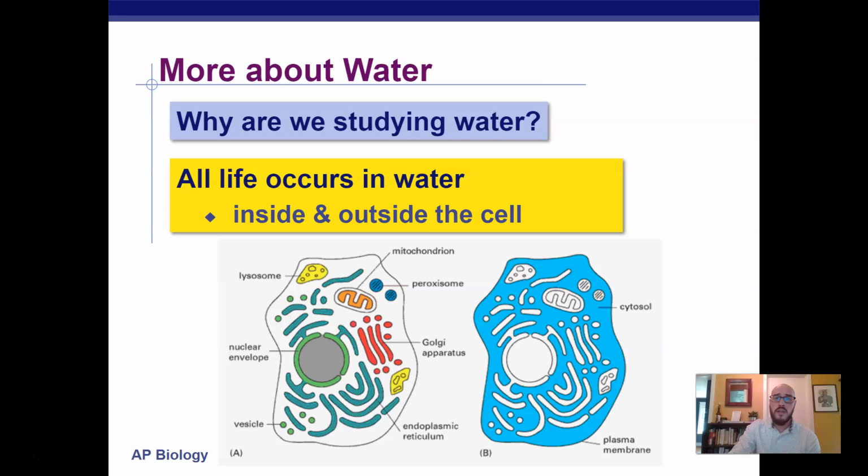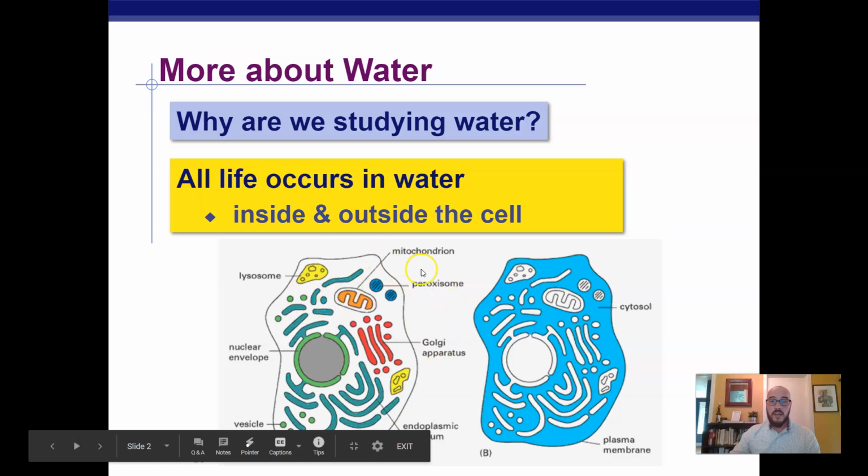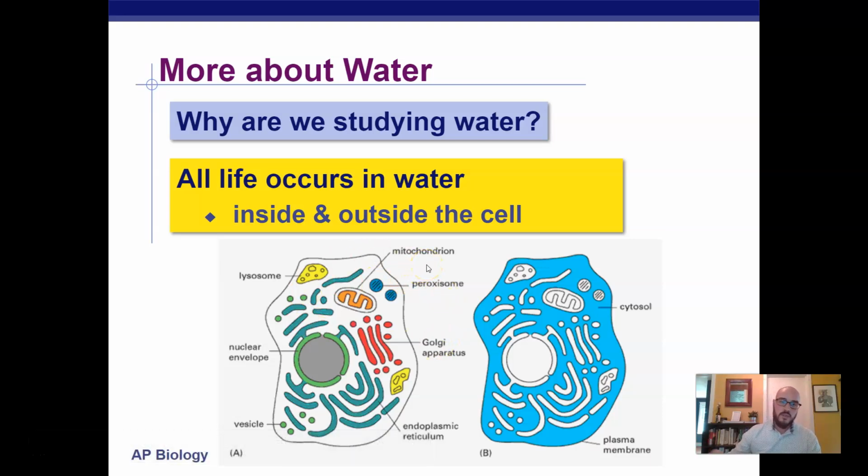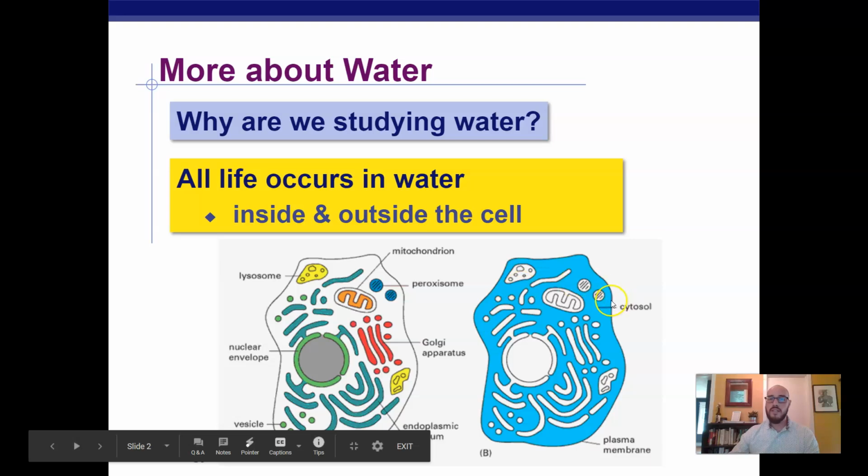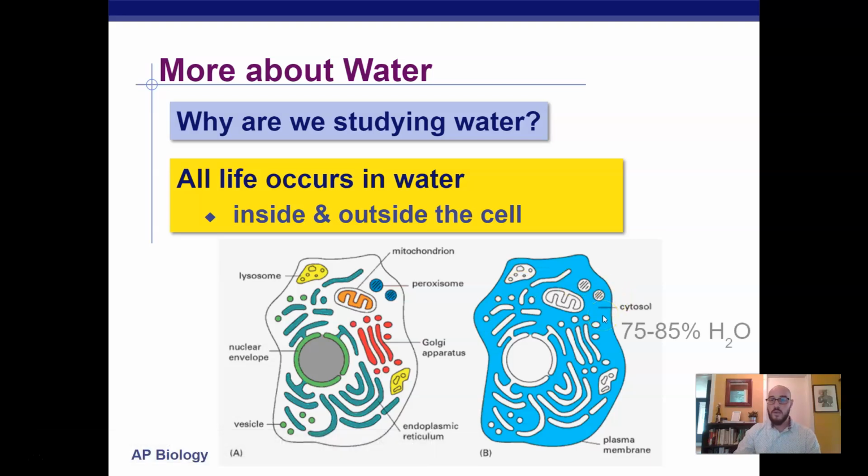So why are we studying water? All life that we know occurs in water, both inside and outside of the cell. So if you look here, here's all these different parts of a cell, right? All of these things that you learn about, a mitochondrion and your nucleus and your Golgi apparatus and lysosomes and all of this stuff. But what we really never talk about is the fact that all of this blue stuff, okay, the cytosol or cytoplasm, that's all essentially water. So 75 to 85% of all cells are just water. Why is that? Why is water so important? And it goes back to its polarity.